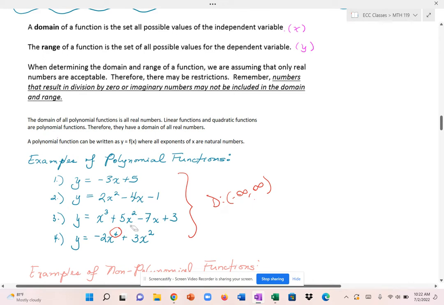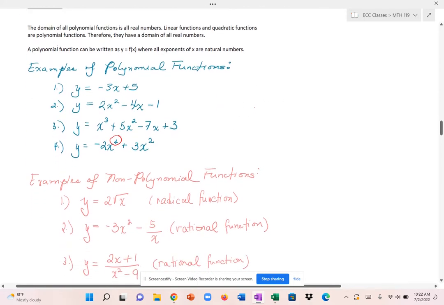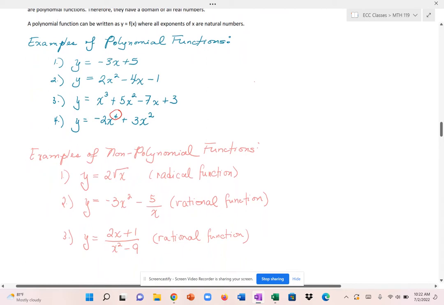But not everything is a polynomial function. Examples of non-polynomial functions would be the first one, which is considered to be a radical. Remember, that doesn't fall in the definition for polynomials because 2 root x is the same as 2x to the 1/2.